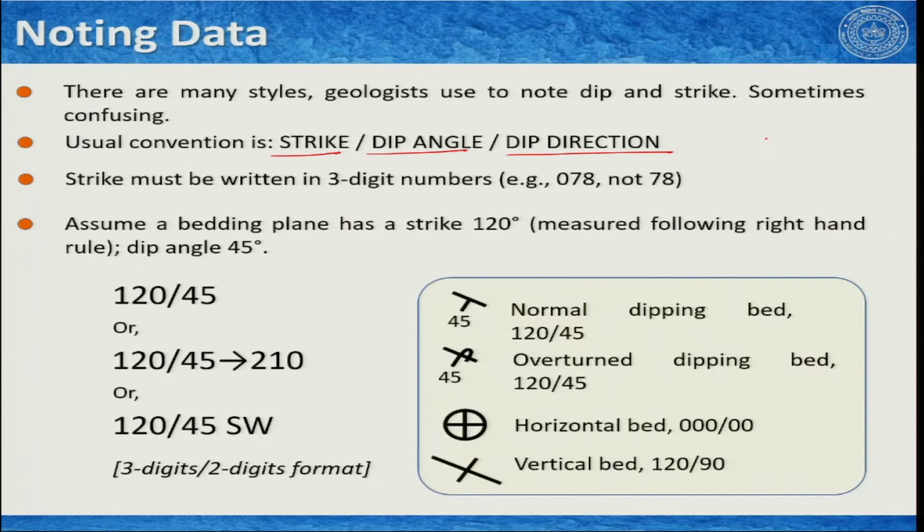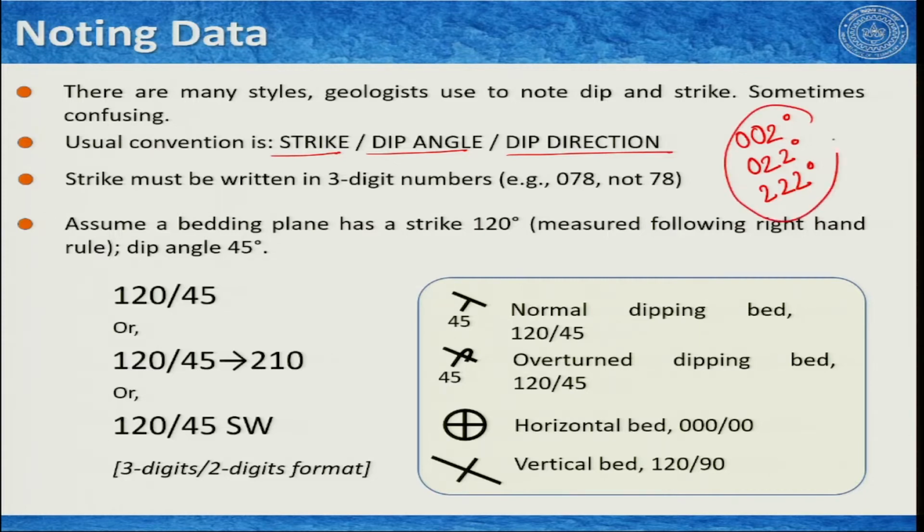It does not matter whether the strike that you are measuring is 2 degrees, 22 degrees or 222 degrees, you always define it as 3 digits. So, if it is 2 degrees, then you always write 002. If it is 20 degrees, you write 020.